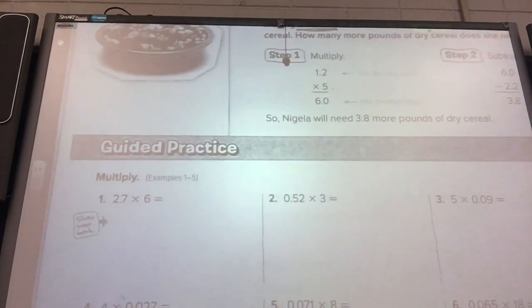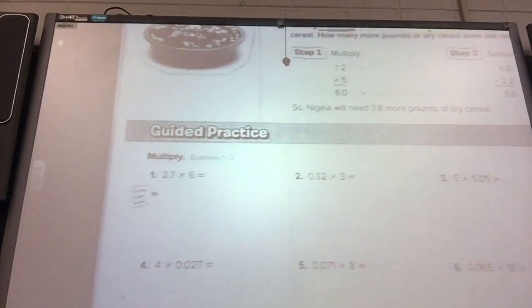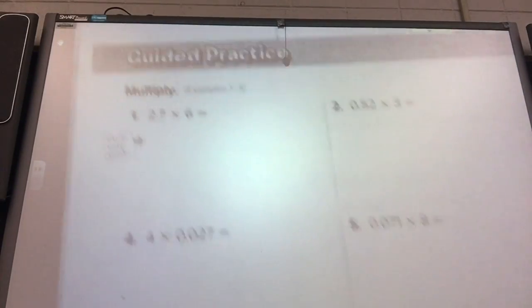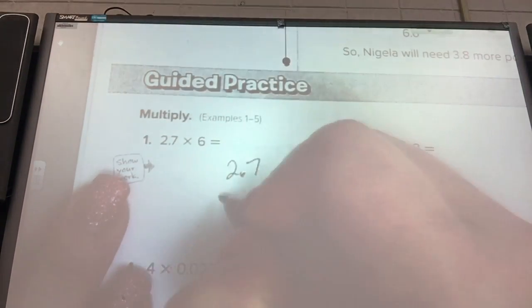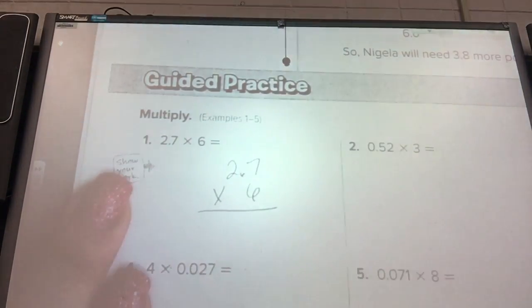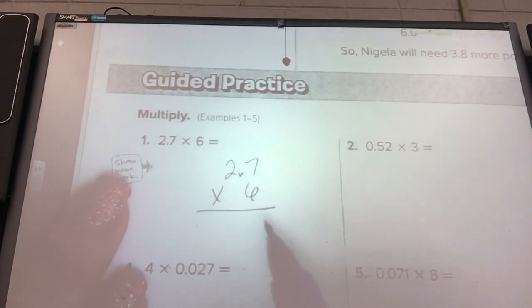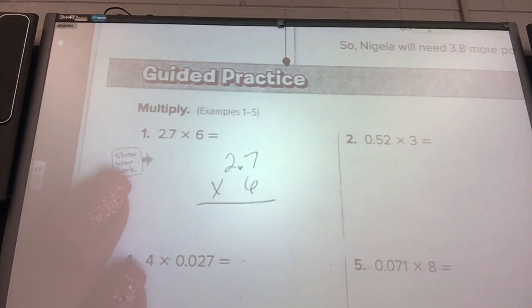Alright, let's try these guided practice skills. Oops, meant to zoom in. Alright, 2.7 times 6. I cannot multiply horizontally. I have to do it vertically. That's me. If you can multiply horizontally, that's great. Go ahead and do it that way. I've never been able to do it accurately.